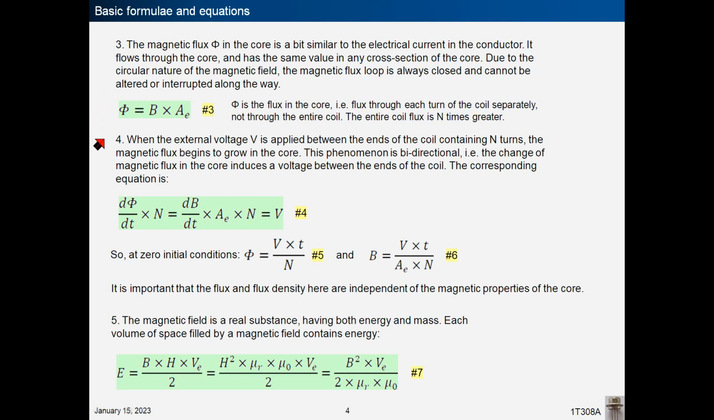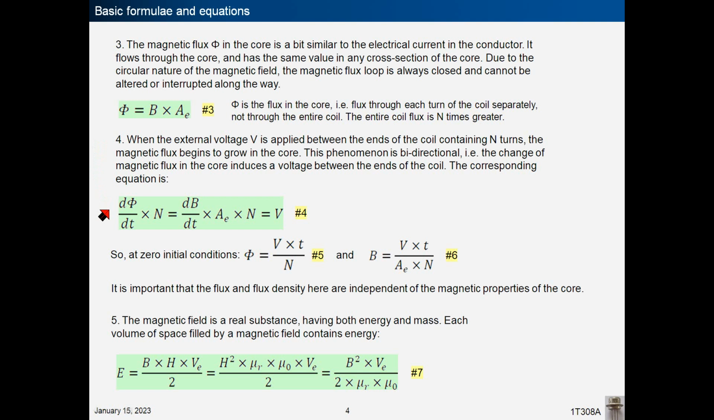When the external voltage V is applied between the ends of the coil containing N turns, the magnetic flux begins to grow in the core. This phenomenon is bidirectional, that is, the change of magnetic flux in the core induces a voltage between the ends of the coil. The corresponding differential equation is shown below.